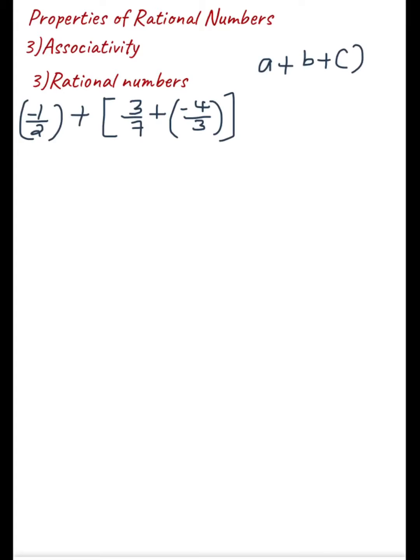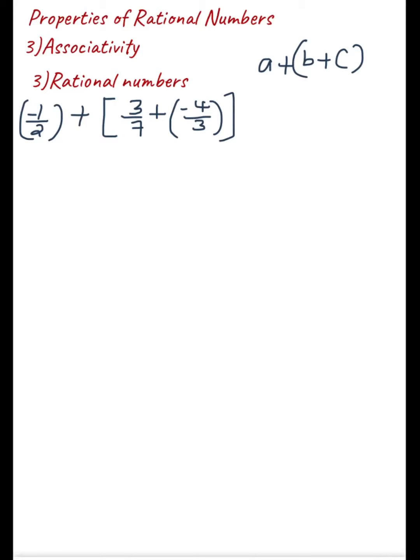In the last video we discussed the associative property for whole numbers and integers, and now we will be discussing the associative property for rational numbers. First we will be discussing it with addition. We are going to do a plus b plus c, where a, b and c are rational numbers.